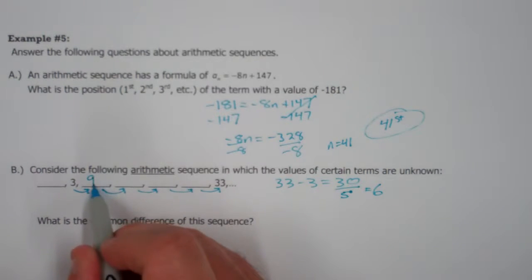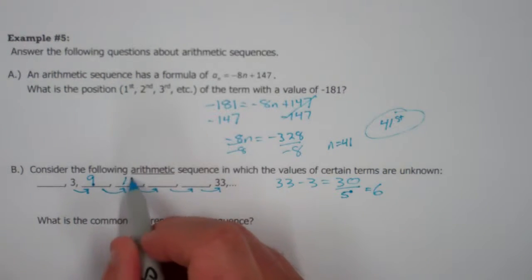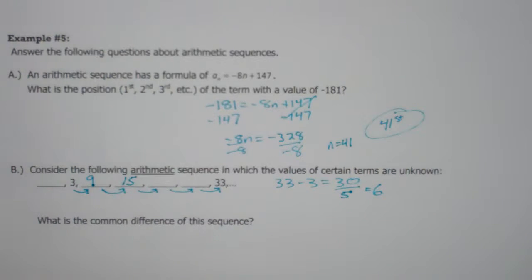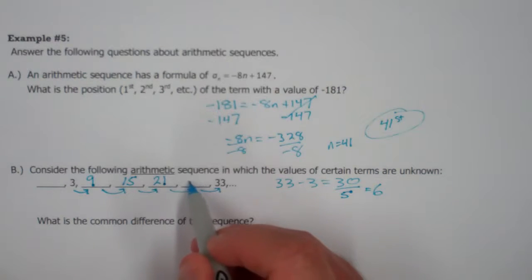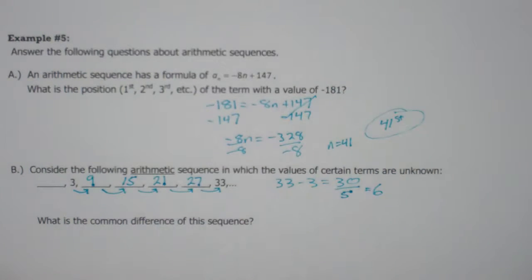3 plus 6 is 9. 9 plus 6 is 15. 15 plus 6 is 21. 21 plus 6 is 27. And 27 plus 6, that's the 5th one, is definitely 33. So these values fit in there quite nicely.